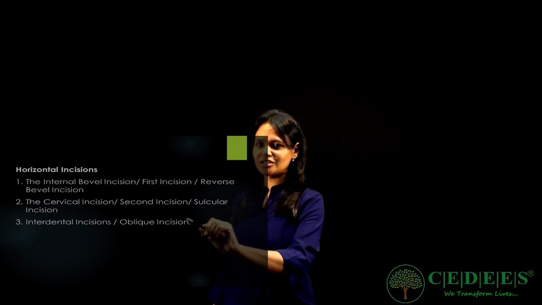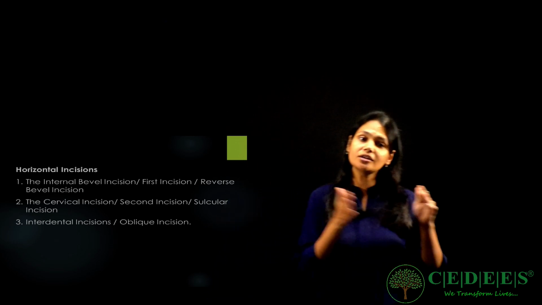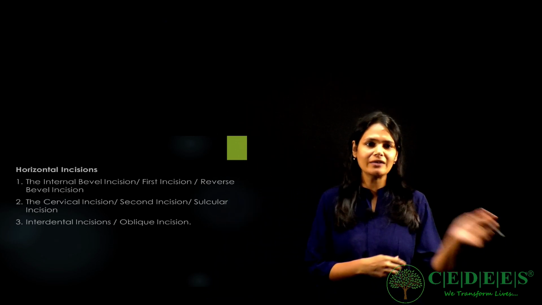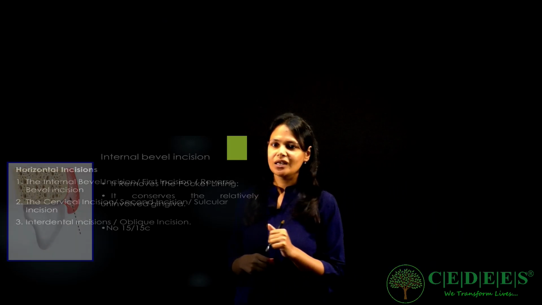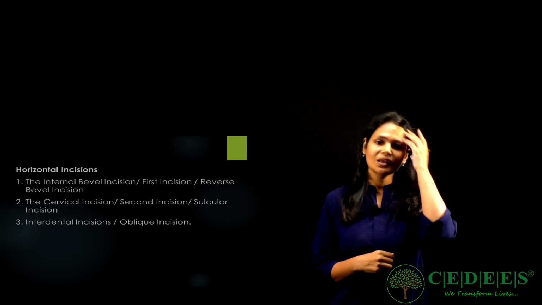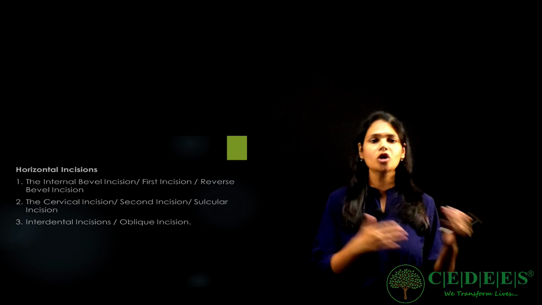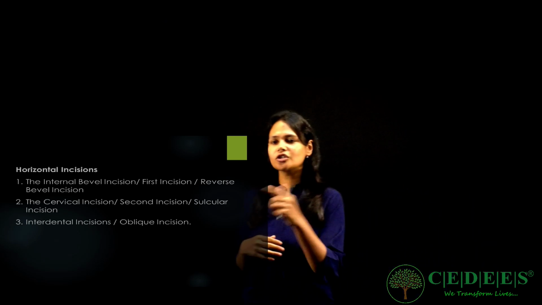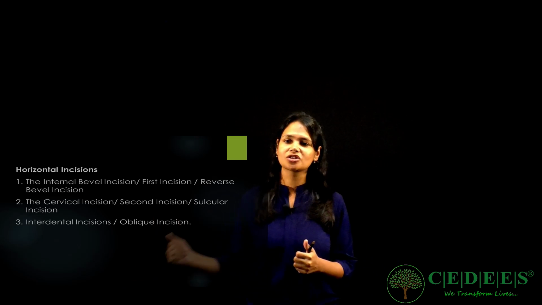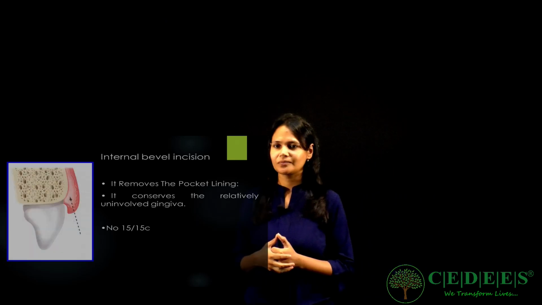So the first incision, as per its sequence, is called either the first incision, internal bevel, or reverse bevel incision. Why? We'll come back and see when the diagram is shown. The second incision is the crevicular incision, also known as second incision, or sulcular incision. Sulcular or crevicular because it is given inside the gingival sulcus. So that's why it is sulcular or crevicular. And the third incision is your interdental incision. We'll come to that. Let's go on to first incision.